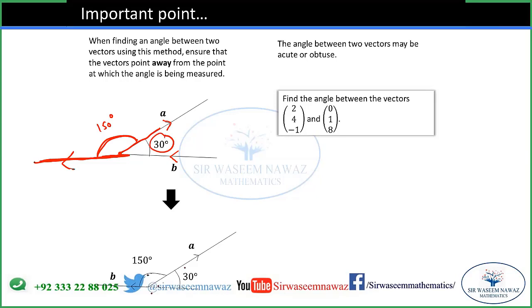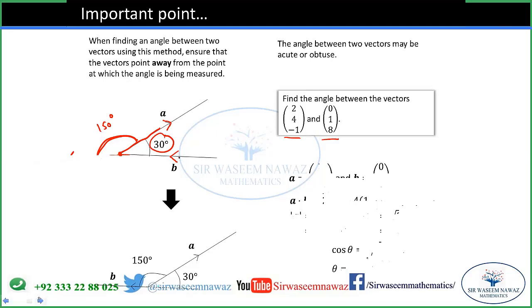So remember this: whenever you use the scalar product to find the angle between two lines, ensure that both points are away from the point at which the angle is being measured. Find the angle between the vectors. We have these two vectors and want to find the angle between them. The same strategy: we find the dot product and the magnitudes, then calculate, and we get the angle.